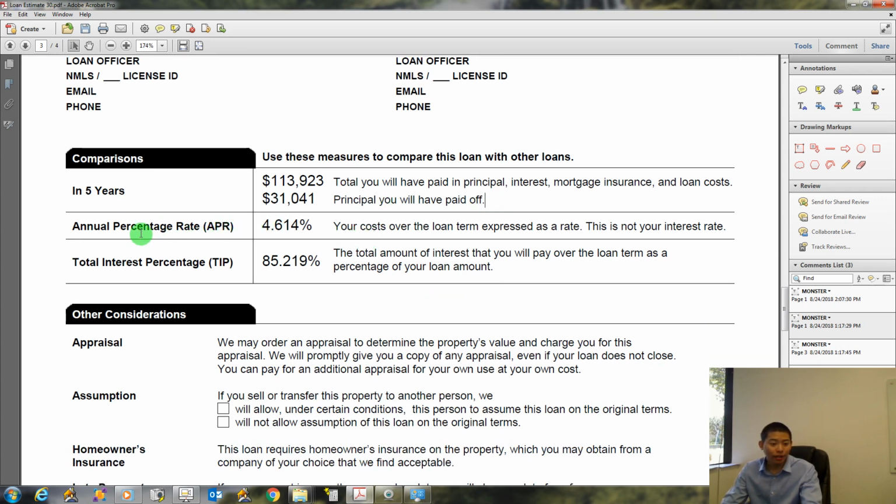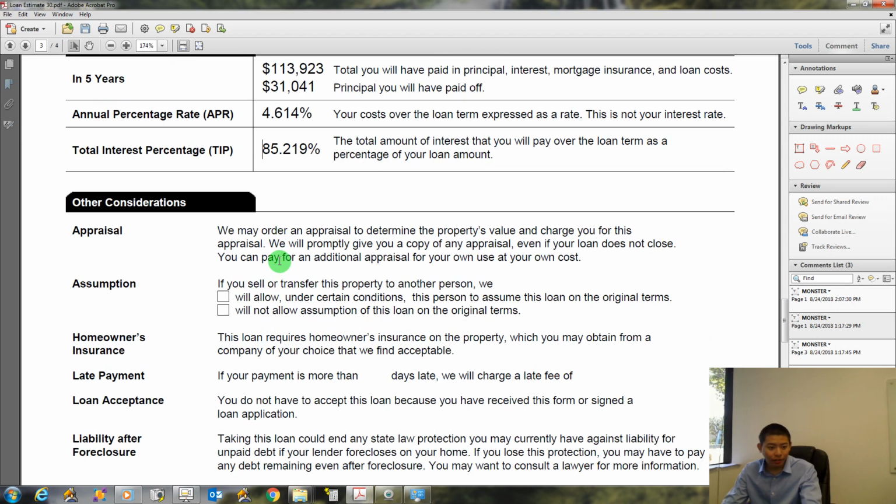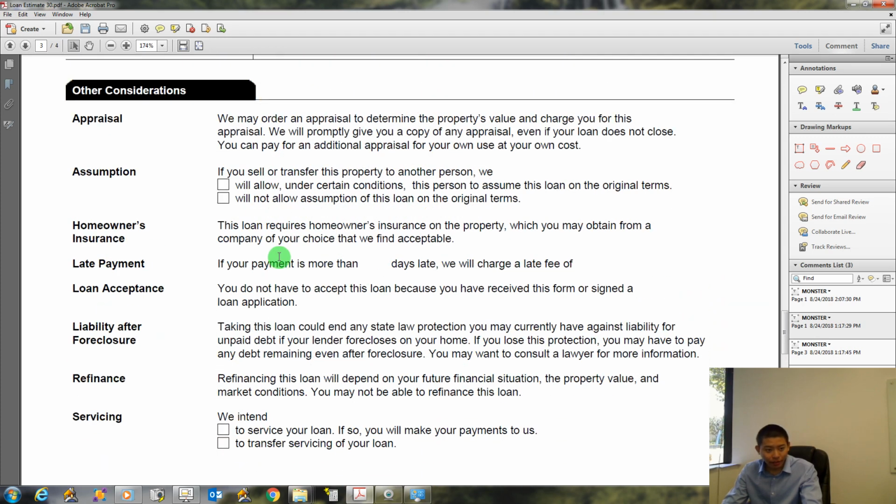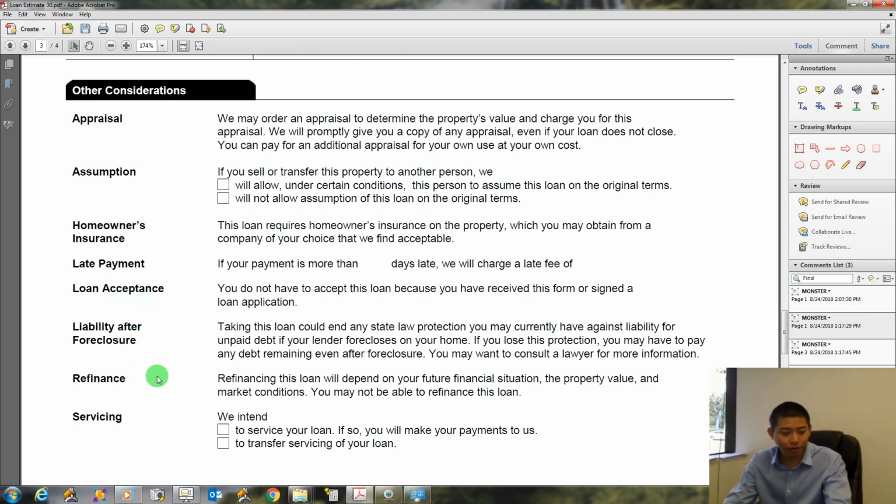Okay. And then basically, this tells you the annual percentage rate, APR. This is not accurate at the moment. I had to fix that in the file. So basically, this tells you the total interest percentage, about 85%. Basically, if you're in a 30-year loan, you're paying 85% in interest. Okay, and basically, this tells you the appraisal, assumption, homeowner's insurance, late payments, loan acceptance, liability after foreclosure, refinance, servicing.